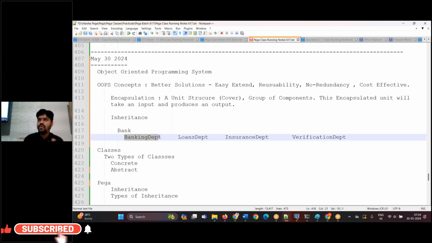Whatever it is, banking will take data from you and create your account as a new customer. The loans department collects all the documents, processes the loan, and gives you money. The insurance department collects all the documents, processes them, and collects the premium. And the verification department collects all the necessary documents and data, goes for verification, and gives an output result of verified successfully or verification failed, something like that, right? Each department is definitely going to do some task.